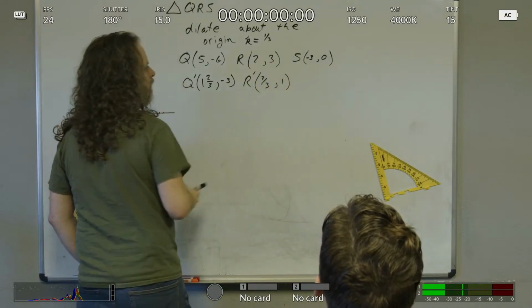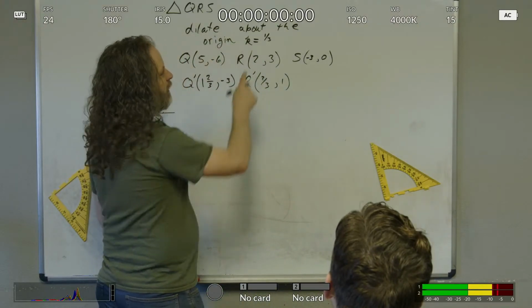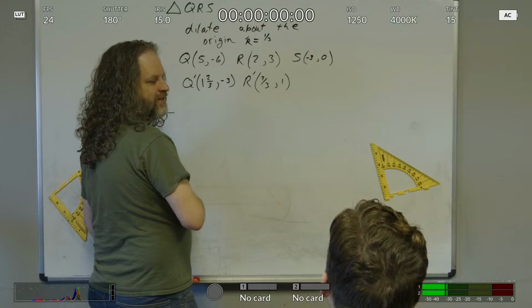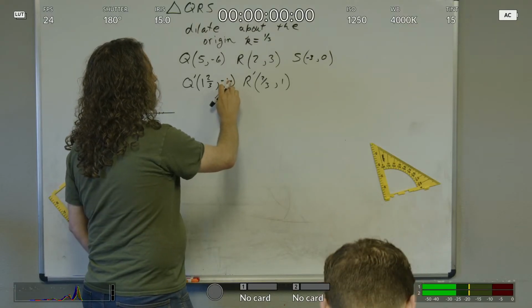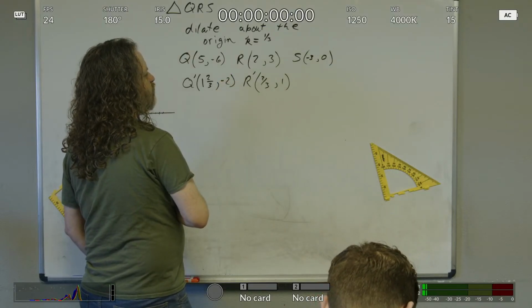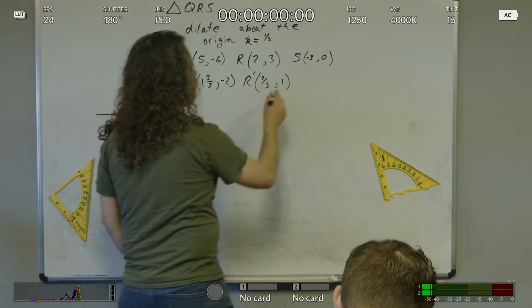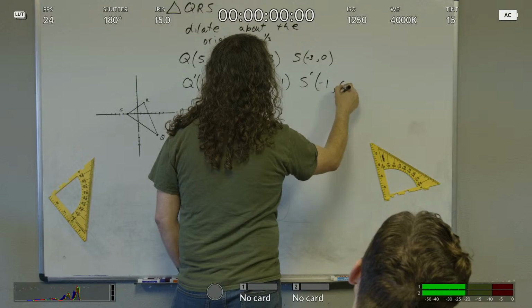It's divided by 3? Yeah, because we're multiplying times a third. So -6 would be -2. S prime would be -1, 0.